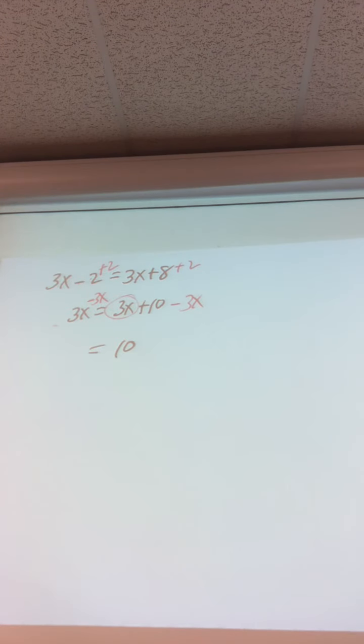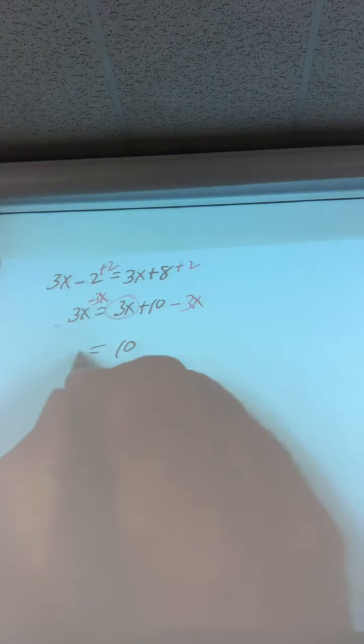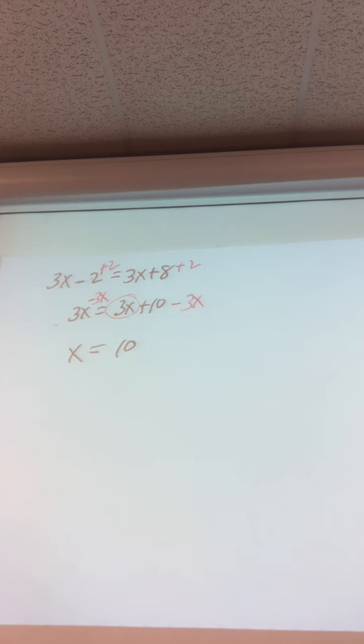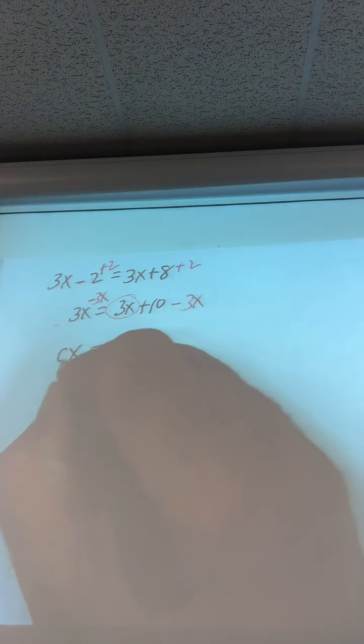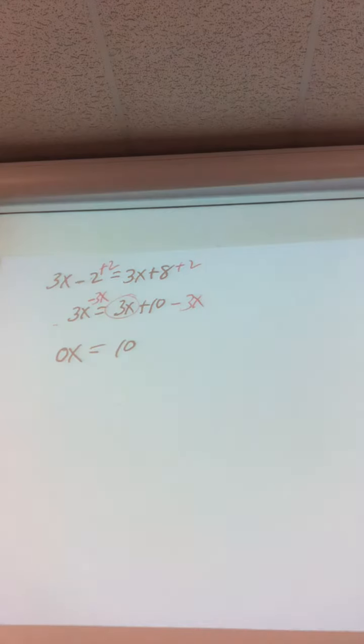But the left side, 3x minus 3x. First let me say this, because sometimes students will do this. They'll write just x. It's not x. 3x minus 3x, if you write x, there's an understood 1 right here. So it is very important that you put the 0 in front of that x. So I've got 0x equal to 10.